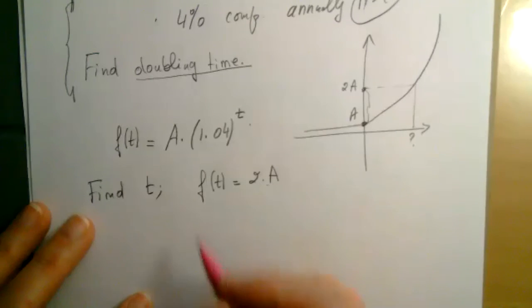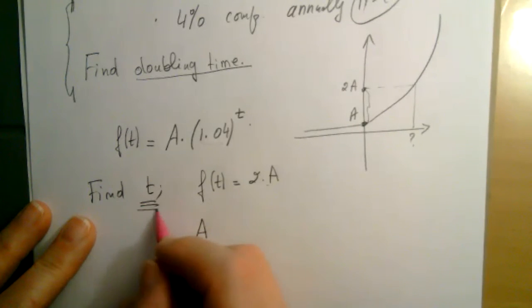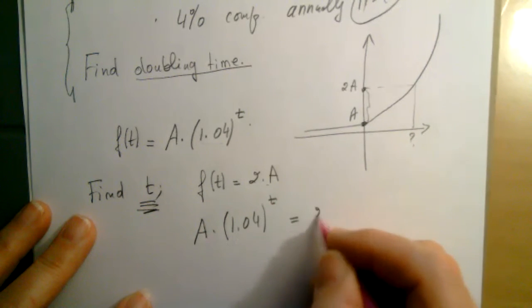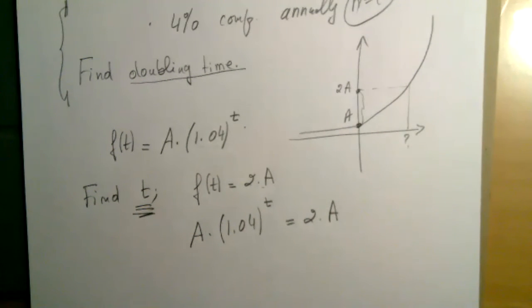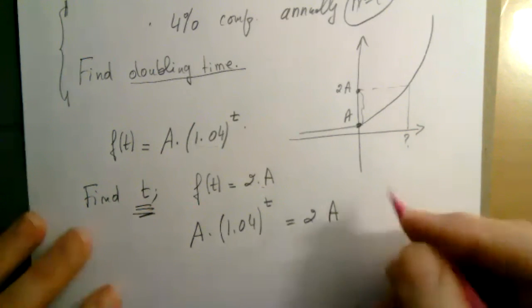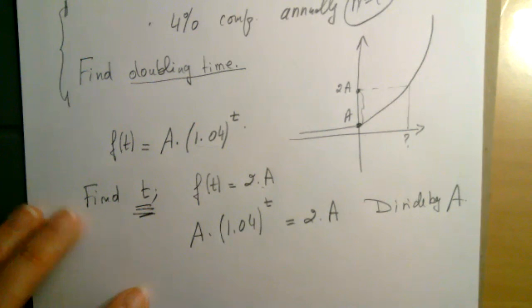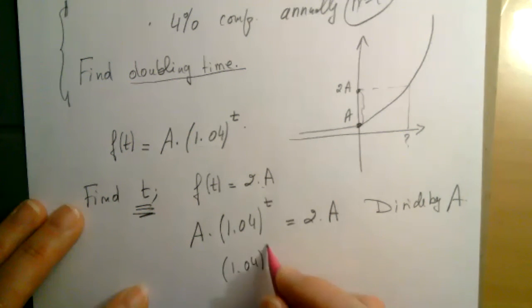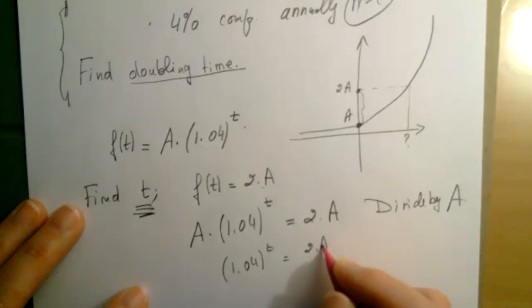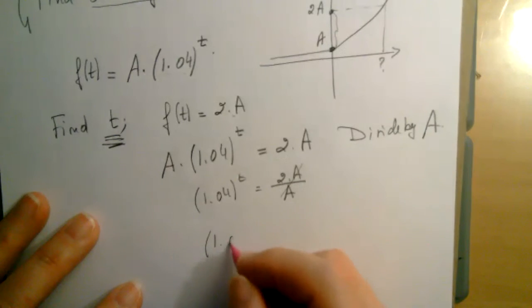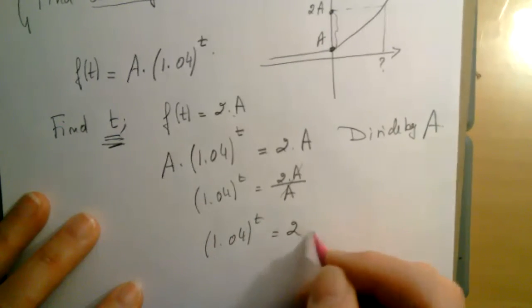That's really what I want to solve. f of t equals 2A. So I want to solve the following problem for t. t is really my unknown. A times 1.04 to the t equals 2A. Do we divide by A first? We have to, because that's how we solve exponential functions. We divide by A on both sides. And what do we get? We get 1.04 to the t equals 2, because the A simplifies.